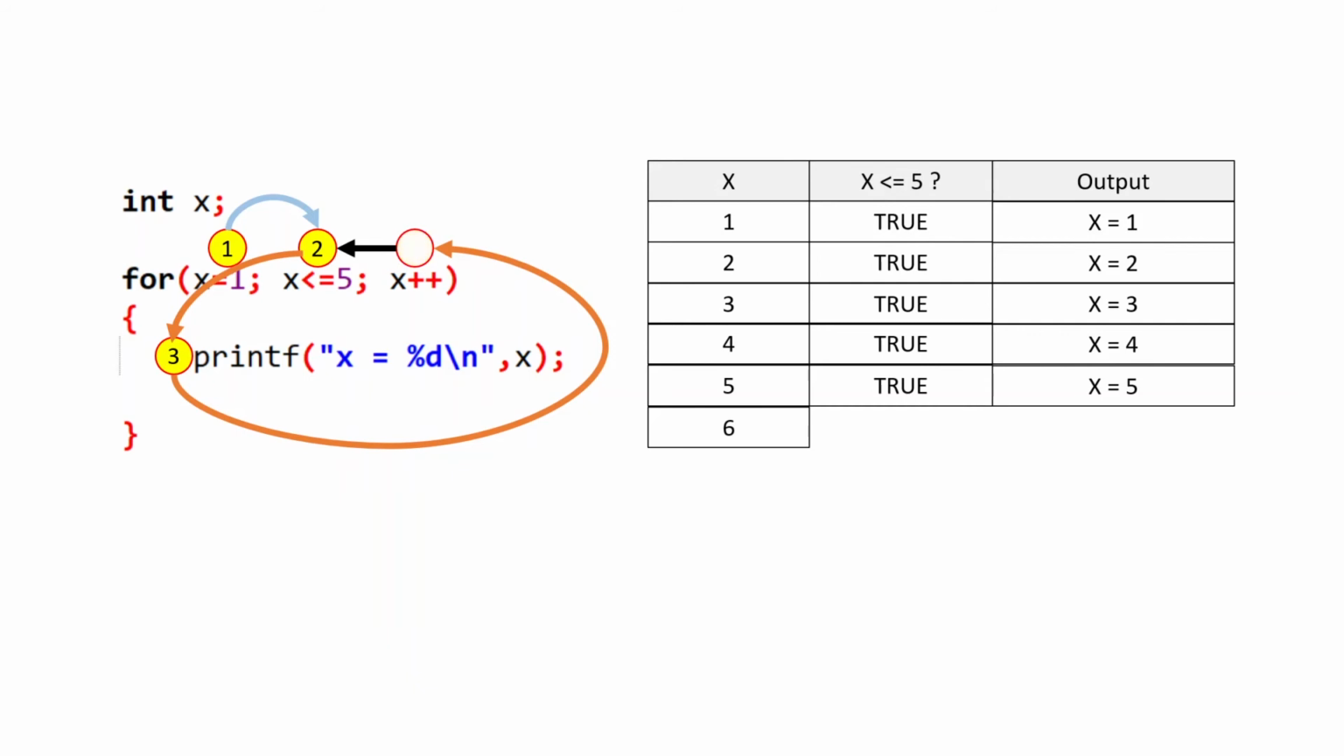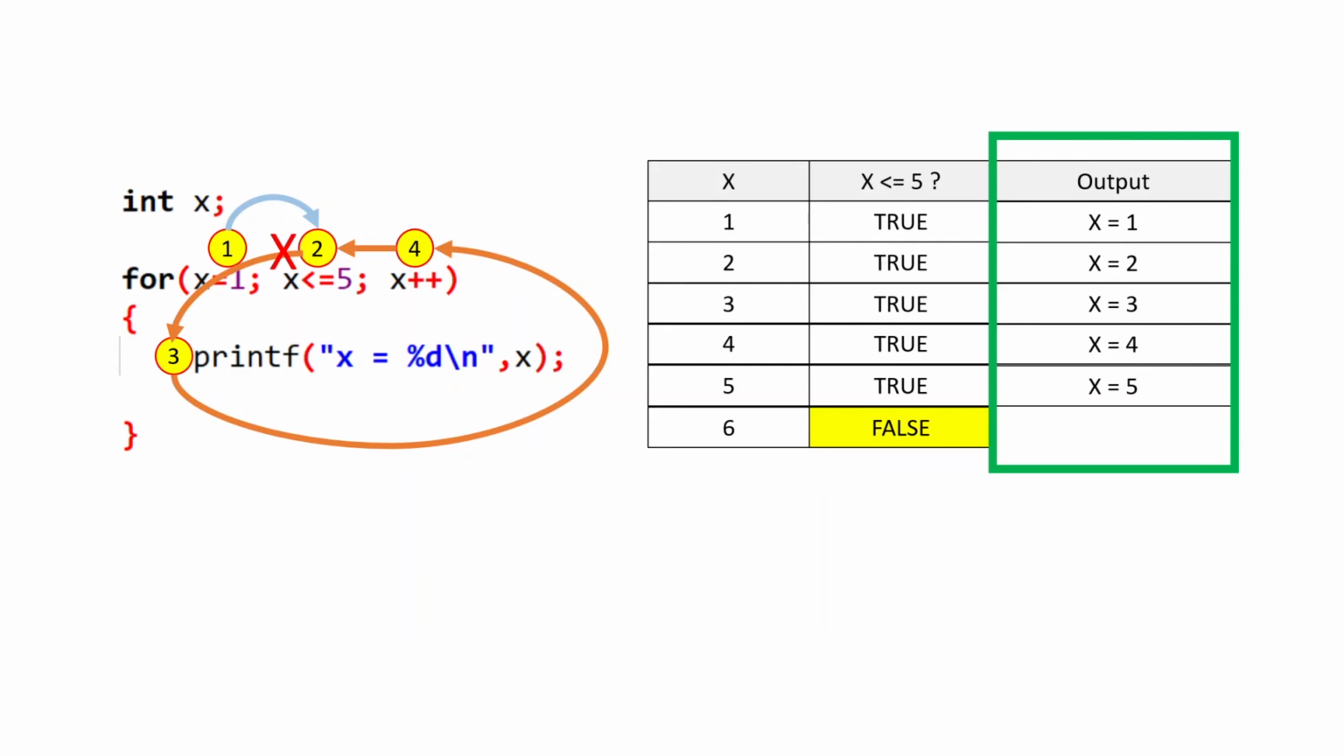x now is 6. Let's check the condition again. Is 6 less than or equal to 5? That is false. So now the iteration is terminated. And we can no longer go to the body of our for loop because the condition is false. And that ends our for loop. At the right is our output to the screen.